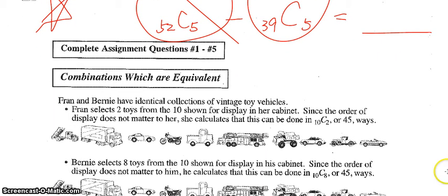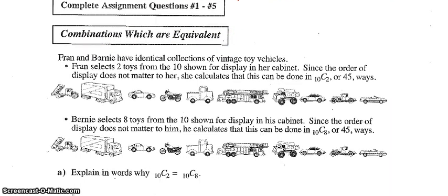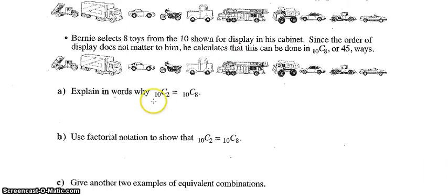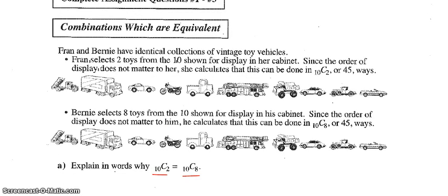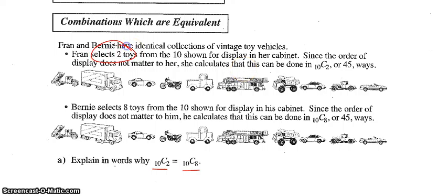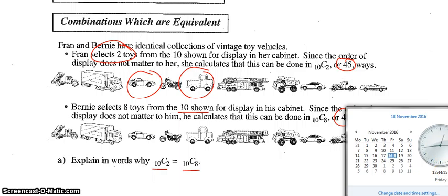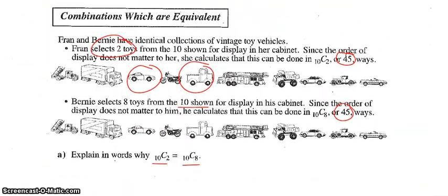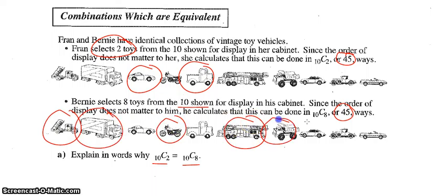Okay? So now combinations which are equivalent. They just want you to see the following. You realize 10C2 equals 10C8. So they give an example here. You have 10 toy cars. They want you to select 2 cars. Okay, let's say I select these 2. Another question is, you have 10 toy cars, you select 8. You find out they are exactly the same. How come? Because by selecting these 2, you are also selecting the other 8 that you have not chosen. So selecting 2 and selecting 8 are the same. So 10 choosing 2 is the same as 10 choosing 8.